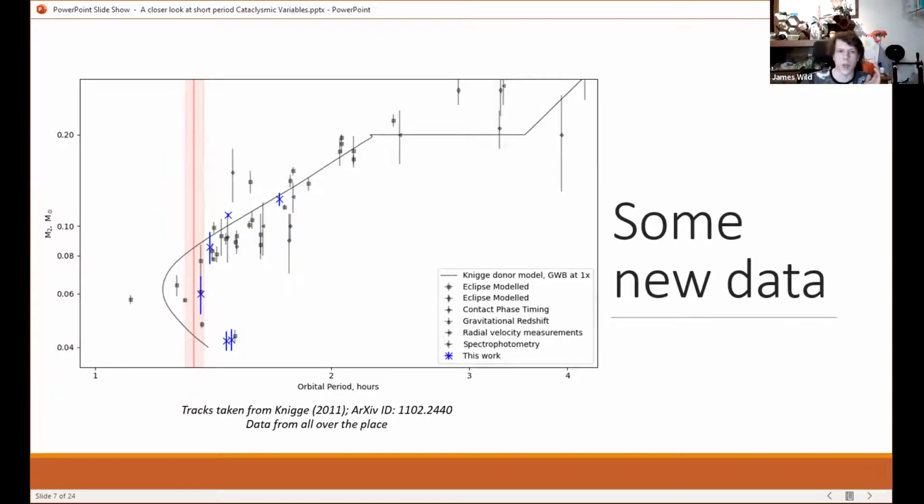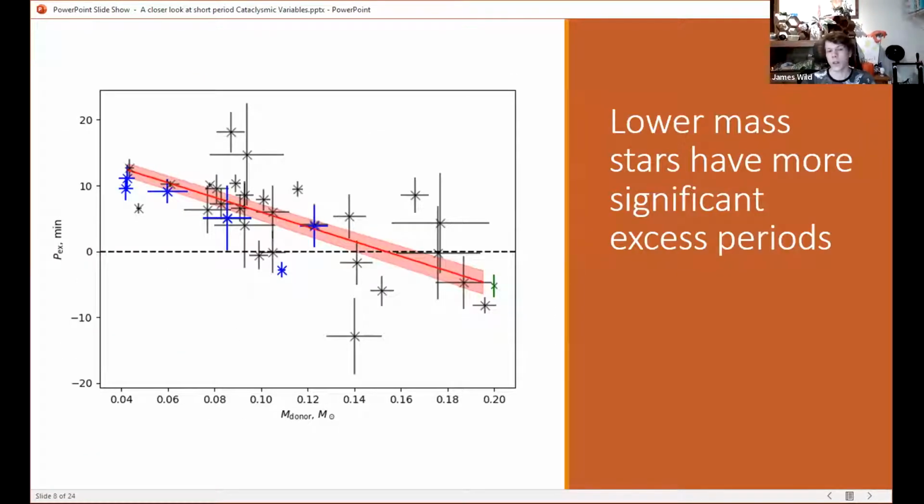And of course, this means comparing to the model tracks. Here I'm plotting the period excess for modeled eclipses compared to that Knigge donor track that we've seen. When I say period excess, what I mean is, if we take a donor and compare it to the mass-period evolutionary track, how much longer is the system's period than the models suggest? Remember that the cataclysmic variable's donor is just in contact with its Roche lobe, so the period should be a rough proxy for radius. If the observed period is longer, so if that number is positive, then the model thinks that the donor radius is smaller than we observe. And that suggests some missing angular momentum loss.